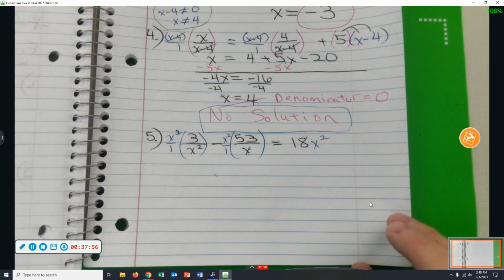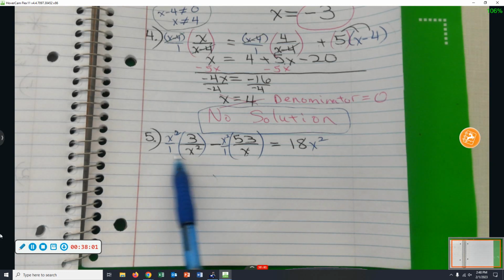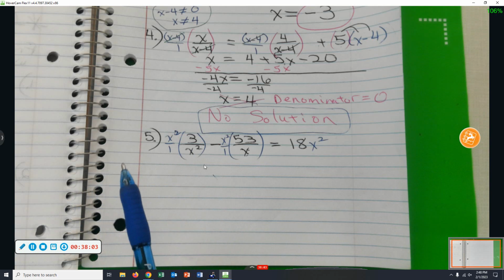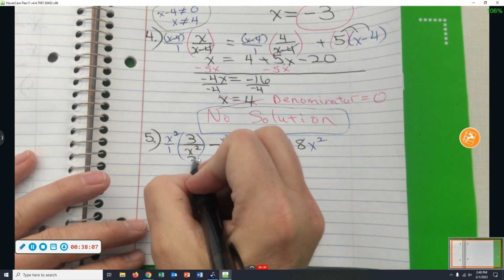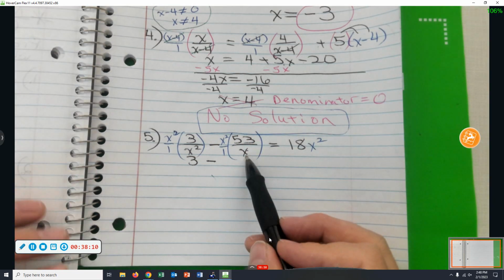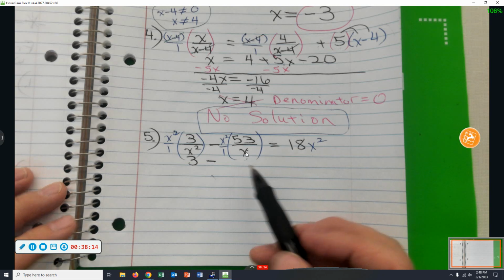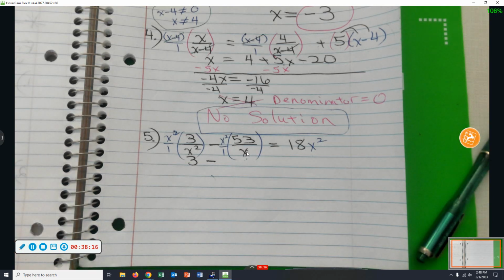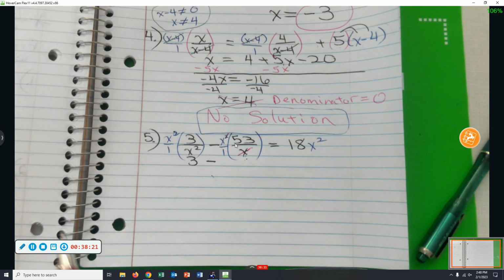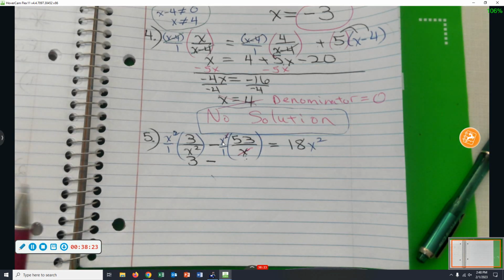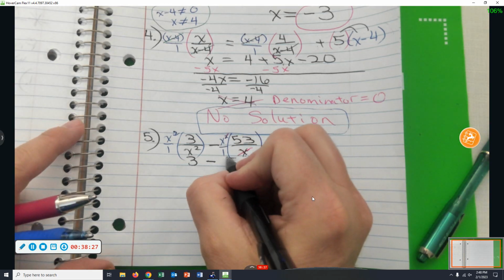Look at that first product. What's going to cancel out here? The x squared, so what are we going to be left with? Just a 3 minus here. What's going to cancel out? Okay, so we're going to lose one of those x's. We'll lose that x down there. What are we going to have left there in the middle? X times 53 is 53x. I agree.